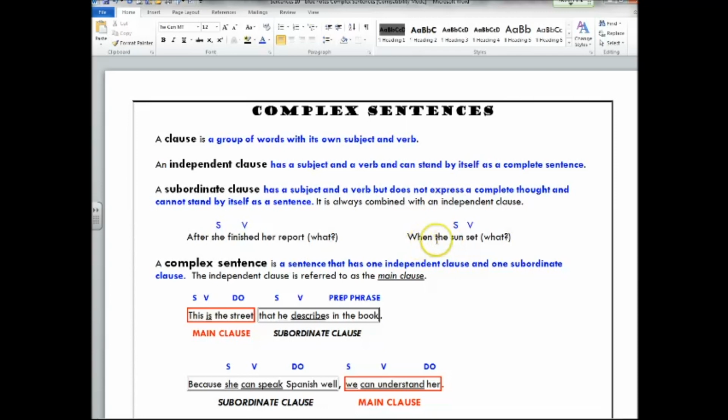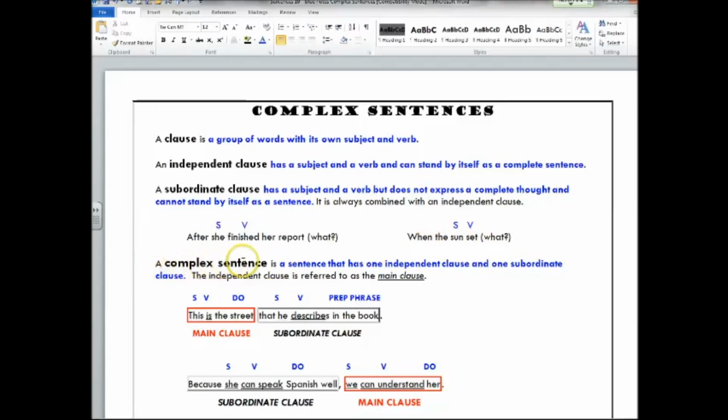Another example, when the sun set. You have the subject sun, you have the verb set, but it's not a complete thought. When the sun set, what? What happened? Okay, it doesn't stand by itself on its own. It needs more information with it.